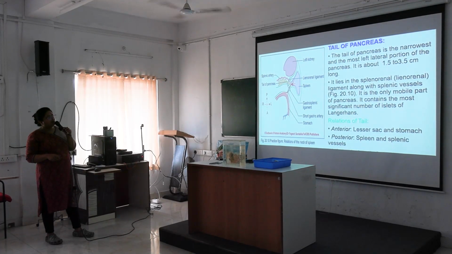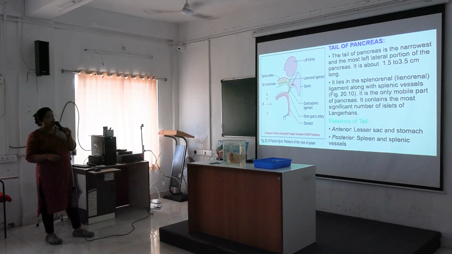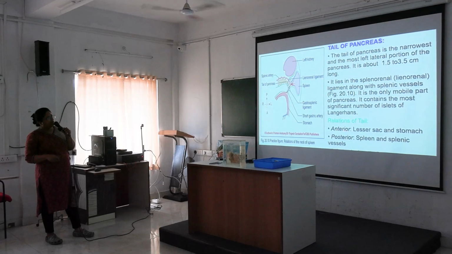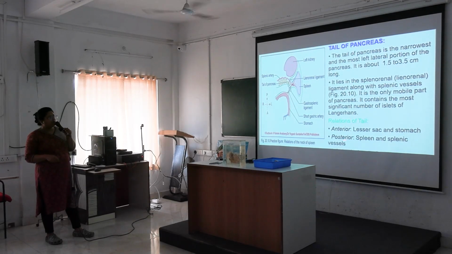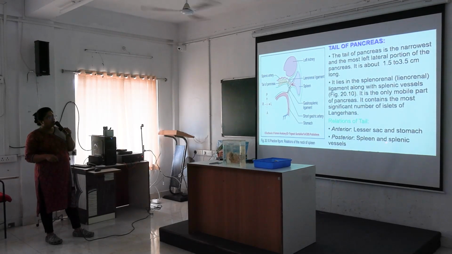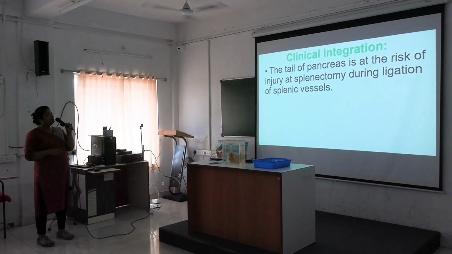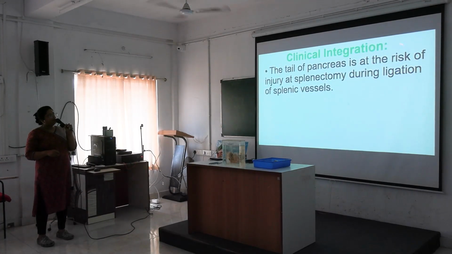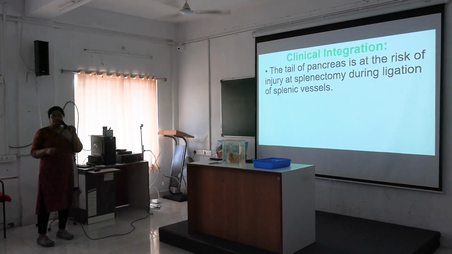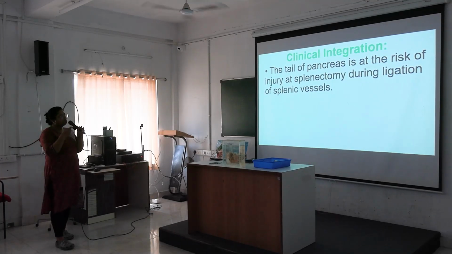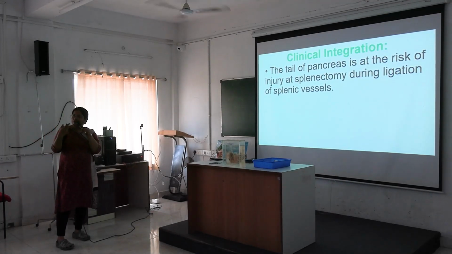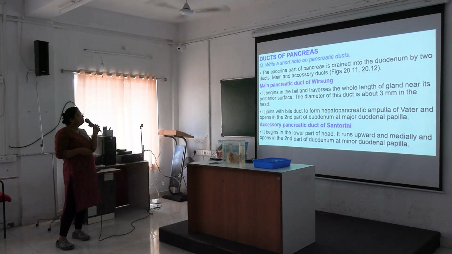It contains the most significant number of islets of Langerhans. Relations of tail: anteriorly lies the lesser sac and stomach, posteriorly lies the spleen and splenic vessels. Tail is at risk of injury at splenectomy during ligation of the splenic vessels. Okay, this is important why diabetes mellitus occurs, that is explained, we have already discussed.